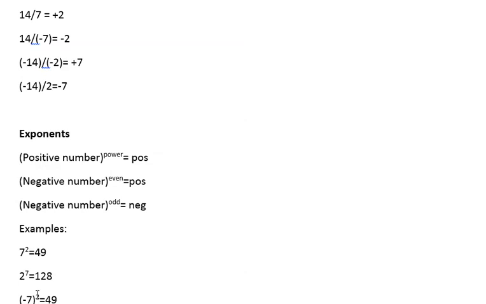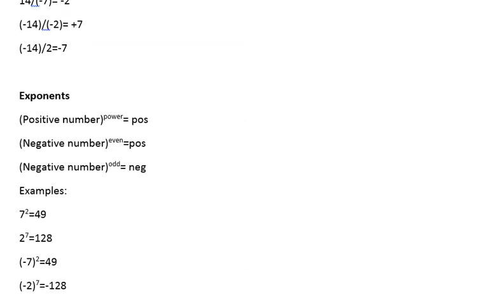So negative 7 squared, right, that means negative 7 times negative 7. If we think about our multiplication rules, exponents are just taking that multiplication rule and stretching it, right? So it's a negative times a negative. Same sign, we're going to get positive.